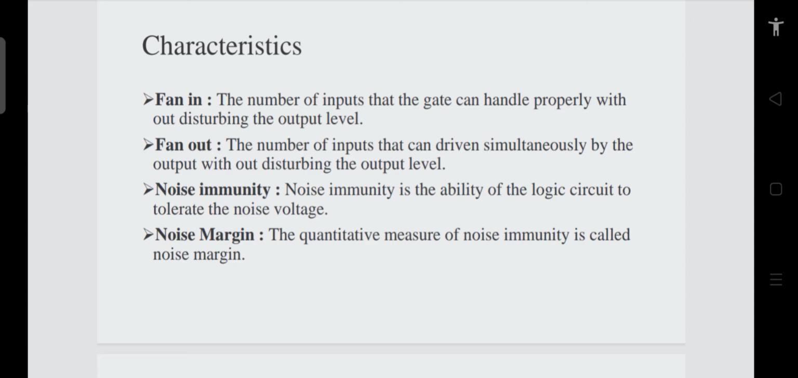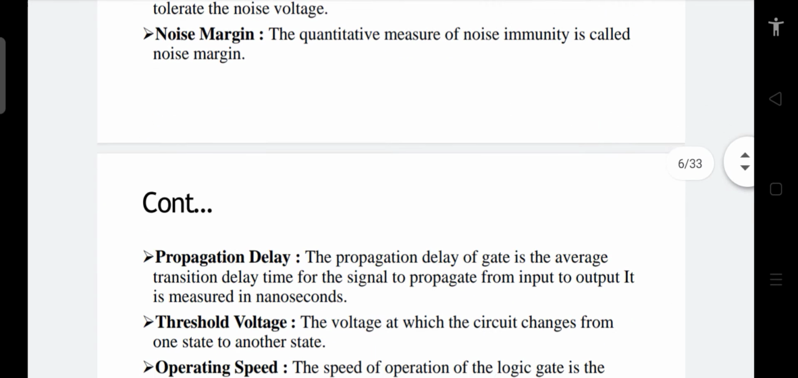And related to this noise immunity, there is a term which is called noise margin. So when we define this noise immunity in voltage terms, then it is called noise margin. So the quantitative measure of noise immunity is called your noise margin, right?